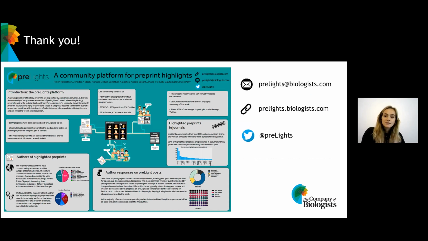This meta-analysis is still in relatively early stages, and we hope to investigate the geographical and gender disparities we find in preprint authorship that are selected for preLights, and how these observations might reflect wider trends in publishing popularity.